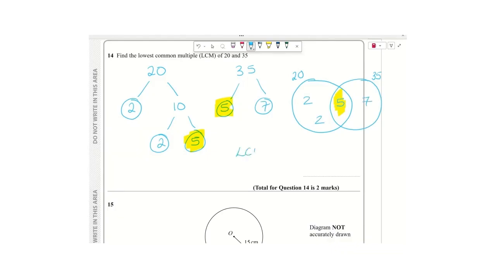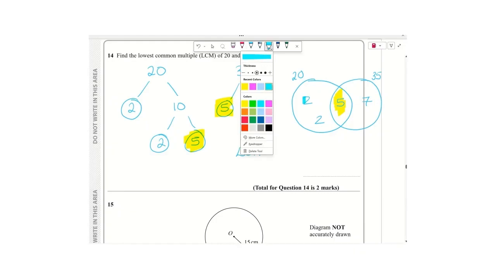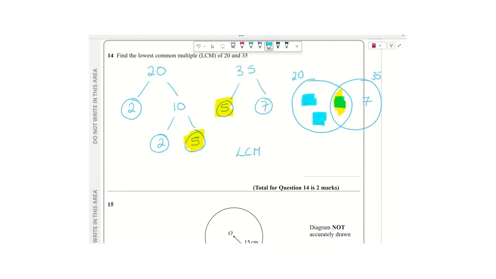Now, to find the lowest common multiple, I take all of the numbers that are in my Venn diagram and I times them together. So I'm 2 times 2 times 5 times 7. And when I do that on my calculator, I get my answer of 140.